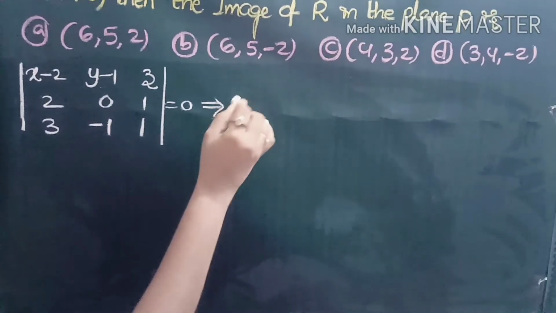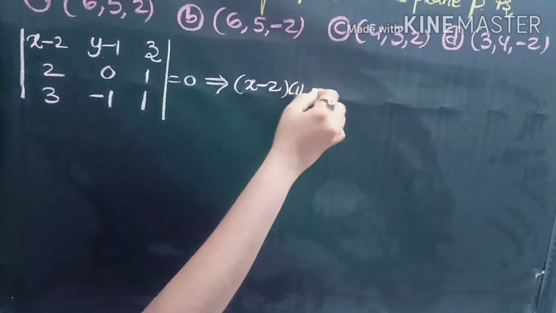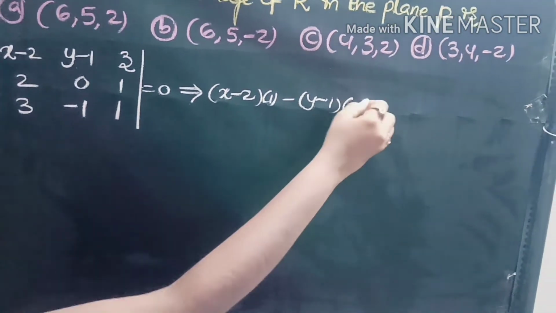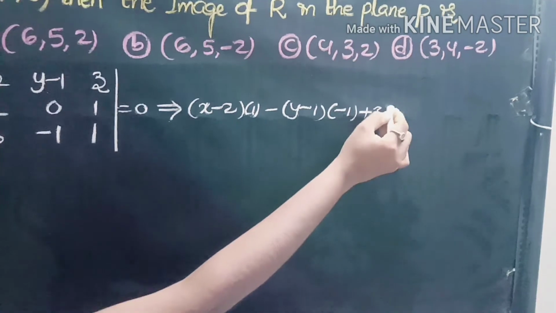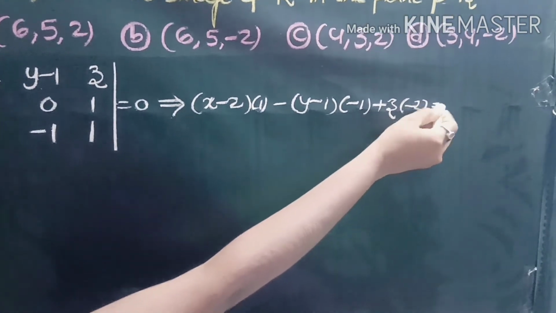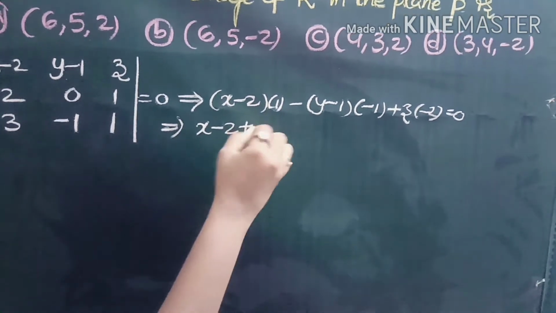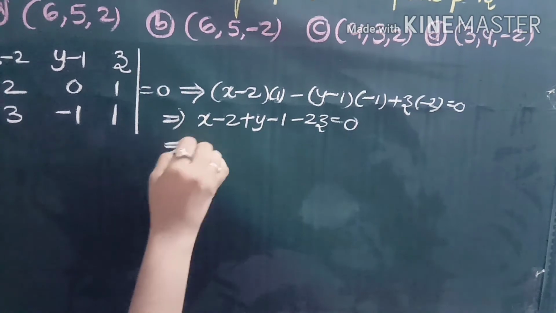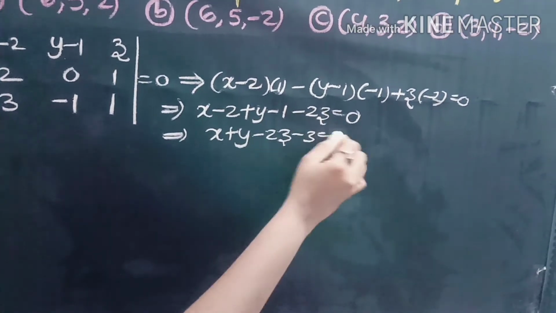Now finding the determinant value: x minus 2 into (0 minus of minus 1), 0 plus 1, 1, minus of y minus 1 into (2 minus 3), minus 1, plus z into (minus 2 plus minus 2 minus 0), minus 2, is equal to 0. That is x minus 2 plus y minus 1 minus 2z is equal to 0. That is x plus y minus 2z minus 3 is equal to 0. This is the equation of the plane.